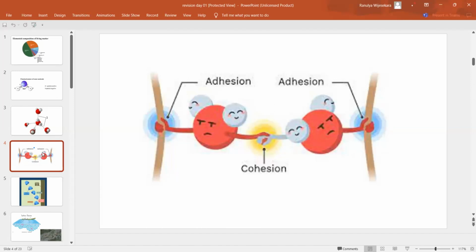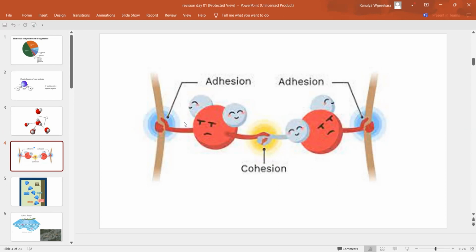Adhesion means the attraction between water molecules and the other molecules. Right? Now in this diagram, you can see it clearly. Cohesion, but water molecules දෙක අතර තියෙන bond එකට තමයි අපි කියන්නේ cohesion, attraction එකට. Right? ඊට පස්සේ මේ තියෙන other molecules, the attraction between the other molecules and the water molecule is called adhesion.